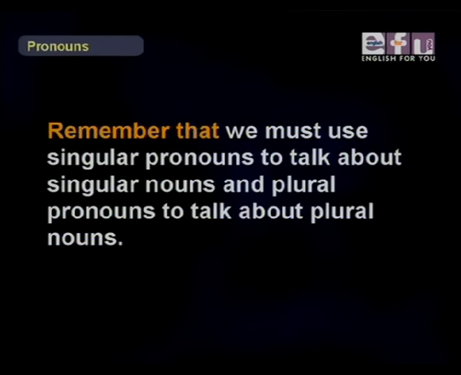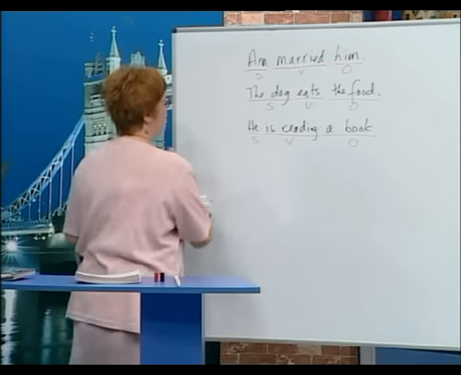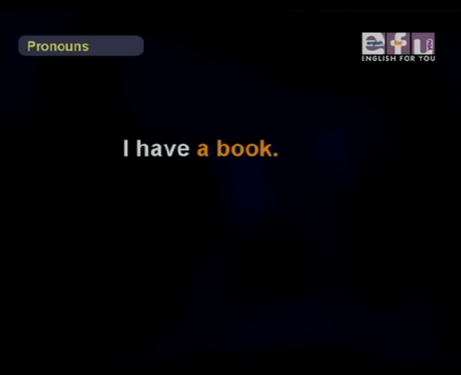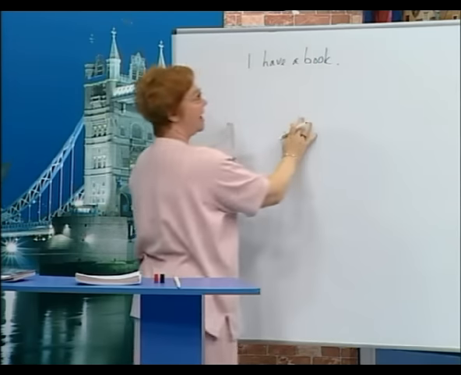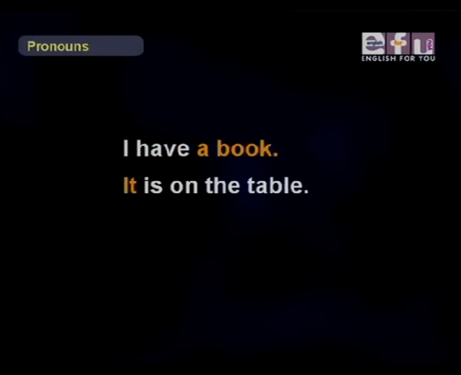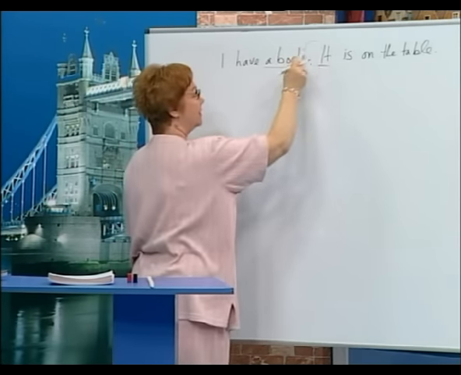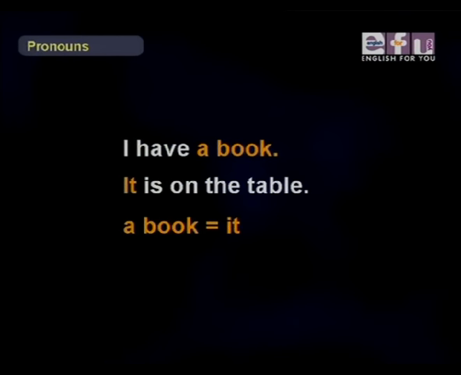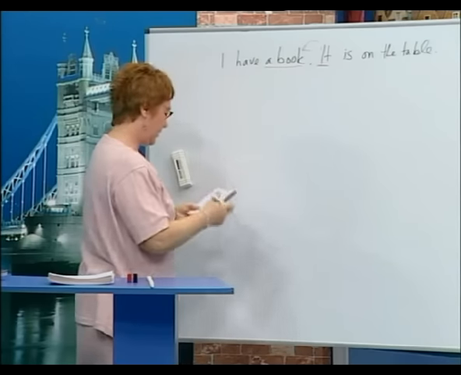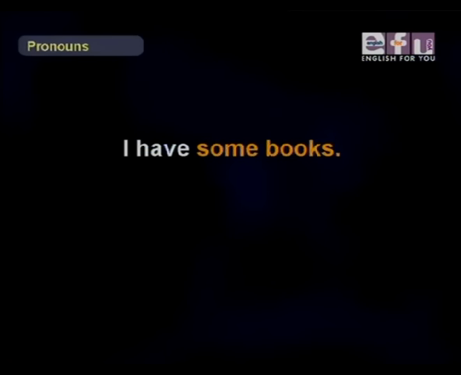Okay? Now, remember that we must use singular pronouns to talk about singular nouns and plural pronouns to talk about plural nouns. Now, let me show you some examples. Okay, I have a book. It is on the table. Singular noun. Singular pronoun. Okay, another example. I have some books.